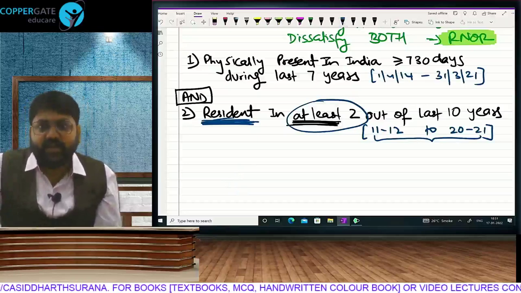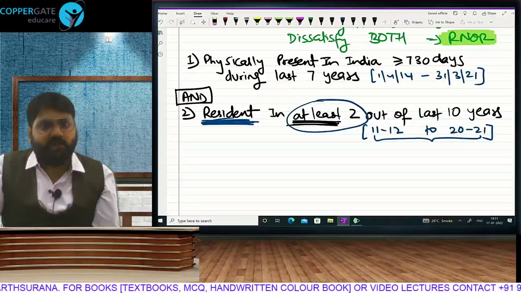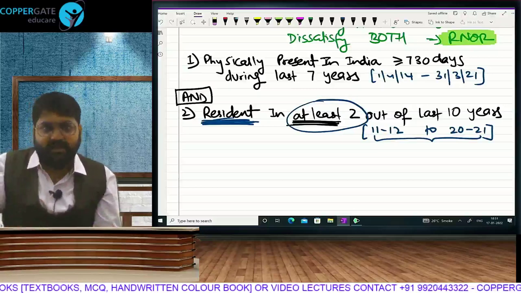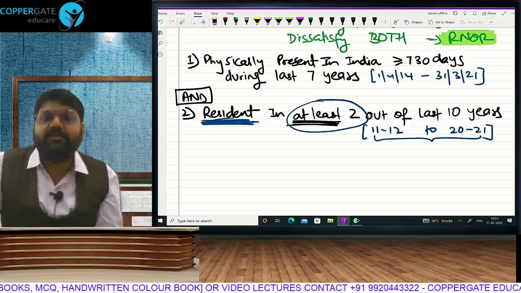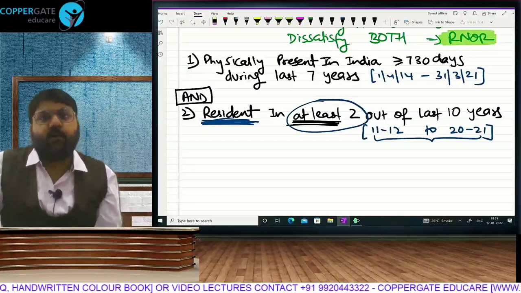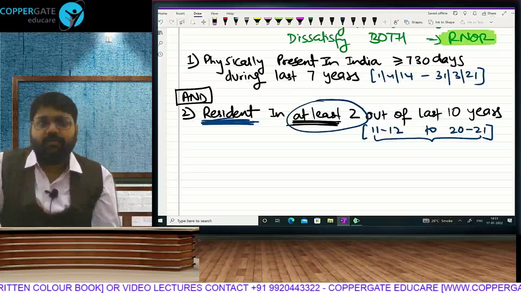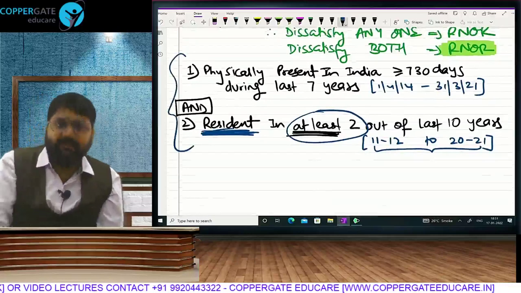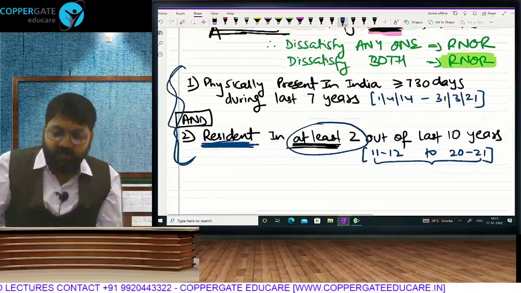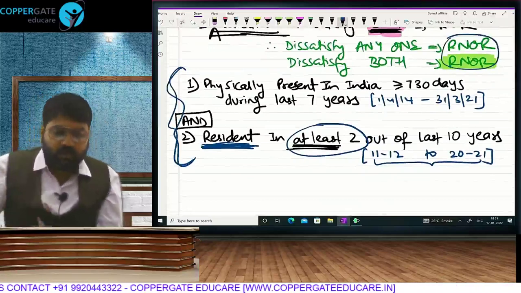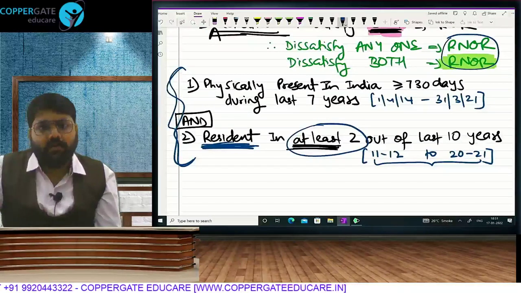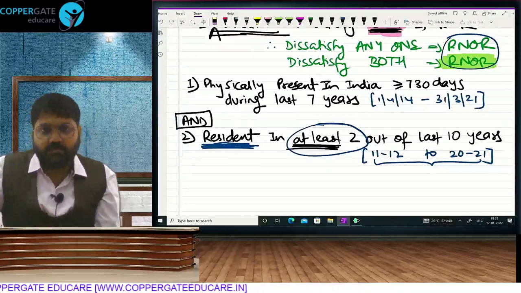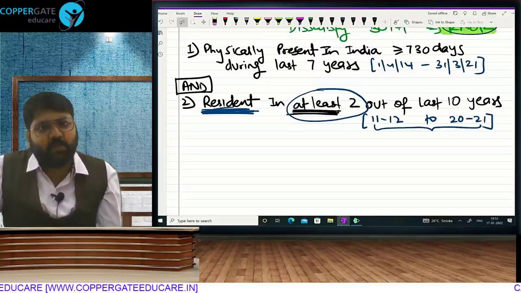So, the additional conditions to make you resident and ordinarily resident are what? Last 7 years minimum stay should be 730 days. And in the last 10 years you have to be a resident for minimum 2 years. Then you will become ROR. And if you fail to satisfy both of them, then what will you become? RNOR. Okay. And if you are a non-resident, you will not come and check these conditions. So, are we clear about the 2 additional conditions to make you ROR?